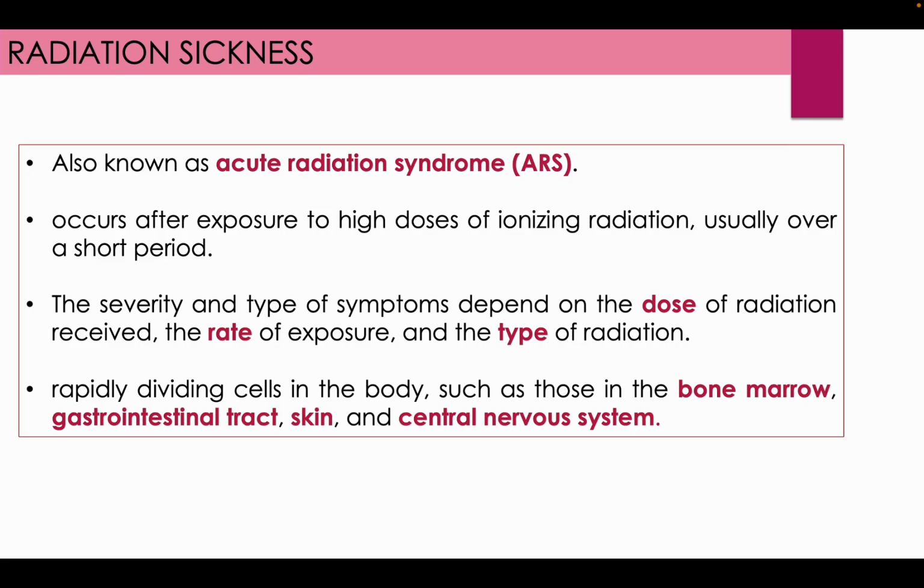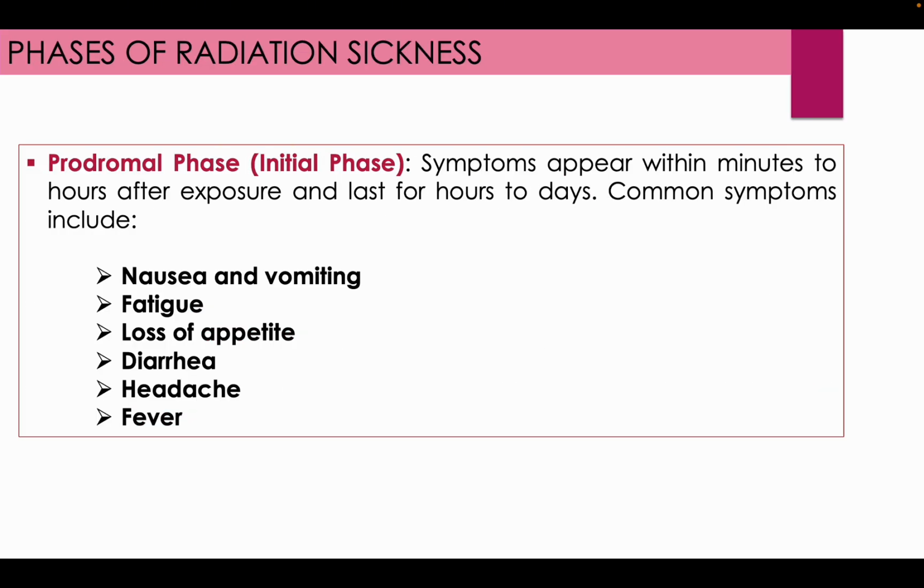Okay, so rapidly dividing cells in the body, such as those in the bone marrow, gastrointestinal tract, skin, and central nervous system, are affected. Okay, now what are the phases of radiation sickness? We have 4 phases. The first one is the prodromal phase, or the initial phase. The common symptoms of the prodromal phase are nausea and vomiting. We have fatigue, loss of appetite, diarrhea, headache, and fever.